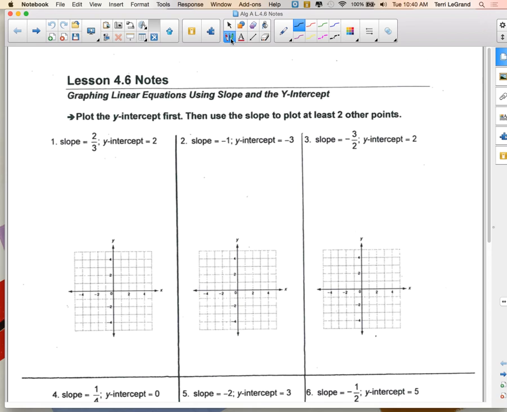a line using the slope and y-intercept. Can somebody remind us, what strategies, what methods have we used so far for graphing a line? There's been two different ways. Can anybody give me one of those? Rise and run. No, that was finding slope. Graphing a line. What methods have we used so far?